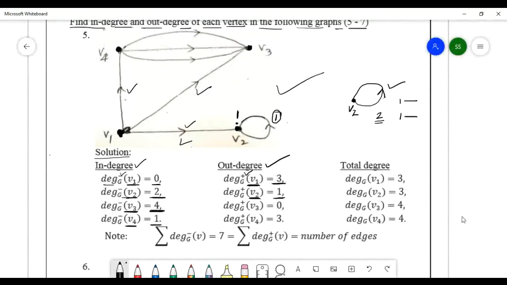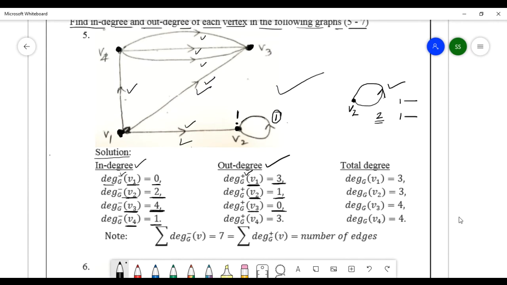Right. Now come to vertex V3. Where is V3? V3 is here. How many edges are going out from here? Four are coming in. No edge is going outside, meaning the out degree of vertex V3 is 0.